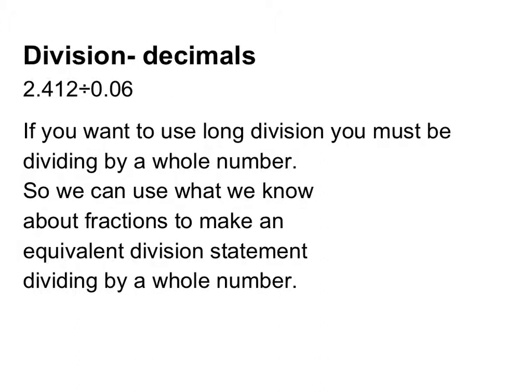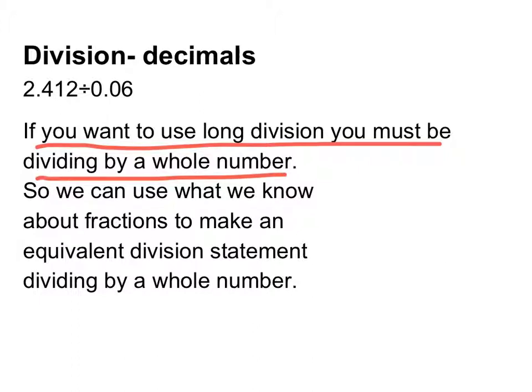Now, this is really important, and it's a huge mistake that students sometimes make. It's a very common misconception, and so it's very important they understand that. If you want to use long division, you must be dividing by a whole number. Right now, I'm dividing by 6/100. That is not a whole number. I need it to not have anything but zeros after the decimal place. Long division doesn't work. It screws with your place values if you are not dividing by a whole number.